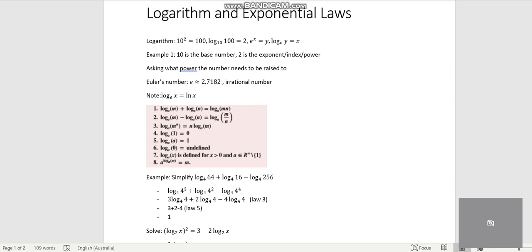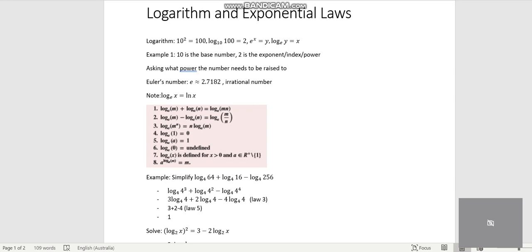So the first one says log a of m plus log a of n is log a of mn. So when you have logs of the same base and you add them together, the numbers inside multiply. And the opposite is true. If you subtract, log a of m minus log a of n equals log a of m divided by n. So addition of logs in the same base is multiplication, and subtraction is division. If you have log a of m raised to a power, the power goes outside as a coefficient. So log a of m raised to n becomes n log a of m.